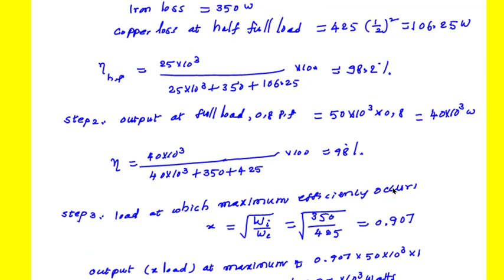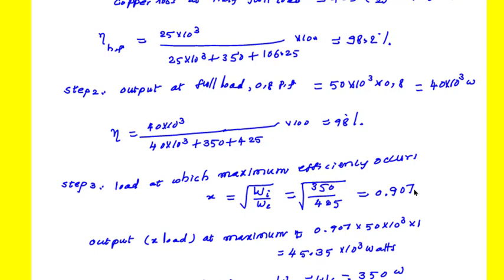Next, third step, at what load the efficiency of the transformer is maximum. So we already know that x is equal to the percentage of load, x is equal to root of Wi by Wc, and this Wc is at full load condition. Wi does not change because iron loss is constant. So 350 divided by 425 under root, that will give us 0.907, means 90.7 percentage of full load. We get the maximum efficiency of the transformer.